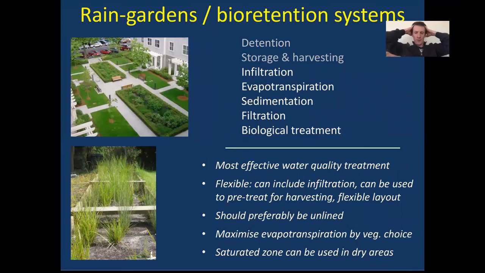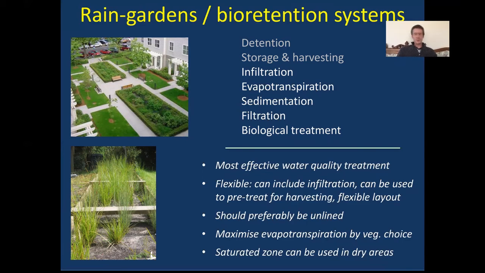Next on the list, we have our rain gardens and bioretention systems. These are systems that are really flexible, designed to look like a garden, receive stormwater, and promote very effective biological treatment processes using the plants and the microbial community.